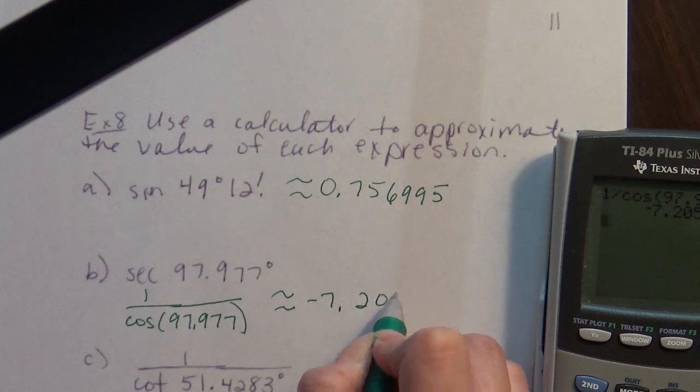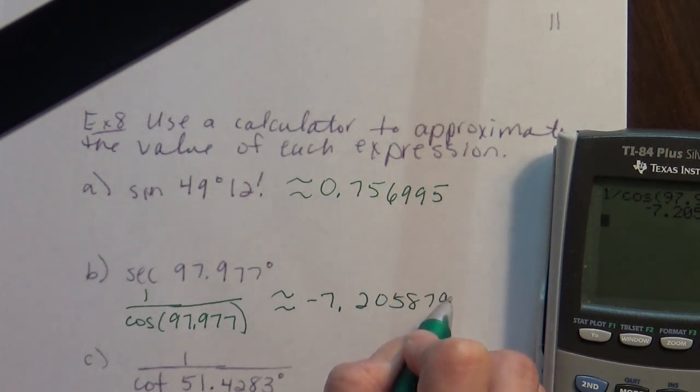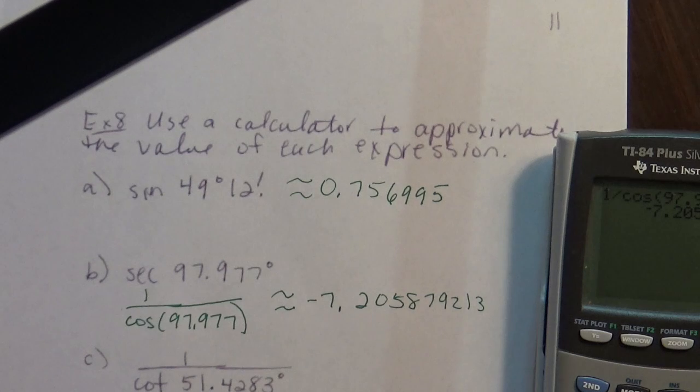I don't know how far I'm supposed to carry it out, so I'm just going to carry it all the way out. Okay, so negative 7.205879213.